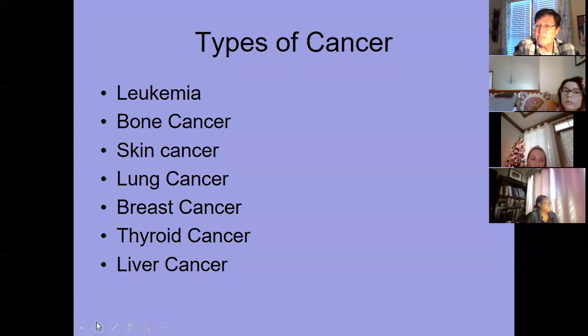So we said that radiation is a general carcinogen, meaning it can cause cancer in all different tissues of all different organisms. Well, these are the cancer types that have most predominantly been seen. Leukemia, bone cancer, skin cancer, lung cancer, breast cancer, thyroid cancer, and liver cancer. So we are going to look at each of these and talk about some of the different populations that they have been associated with.